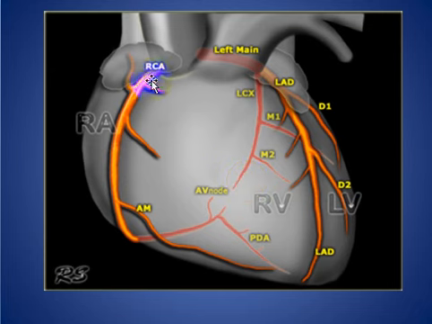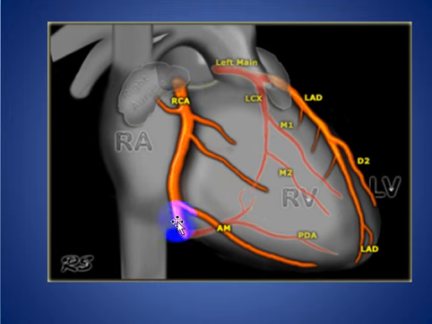Here, this is the anterior projection, as we see here. This is the right coronary artery, and we see the acute marginal and the PDA here. And here, this is the left main coronary artery. This is the circumflex with its branches, obtuse marginal 1, obtuse marginal 2. And here, this is the LAD with its branches, diagonal 1 and diagonal 2.